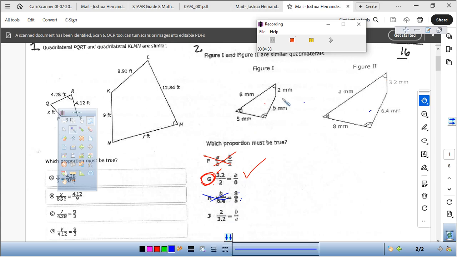And then 2 going to 3.2. That checks out. Let's get another arrow from here going to that one. And B should be going to 6.4. But they have it now B going to A, which is wrong. They have to go to the corresponding sides. So that one's wrong. Definitely G is the correct answer.